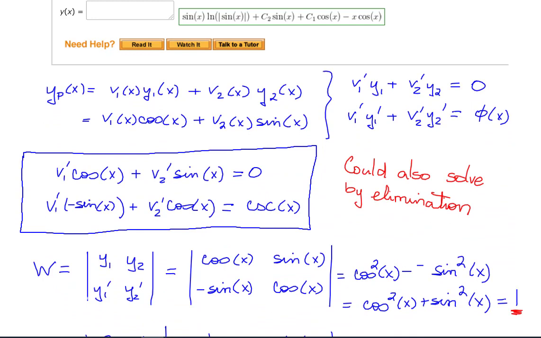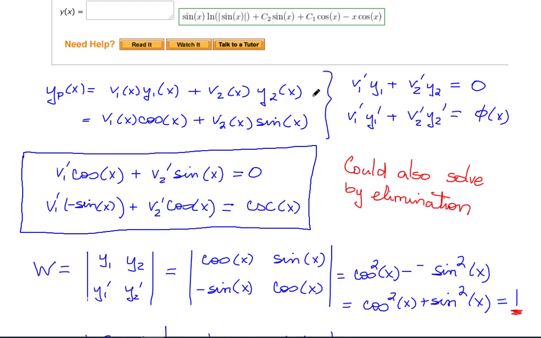Now, in the method of variation of parameters, we make the assumption that our particular solution is of the form: a function v1 and a function v2, which are multiplied by our homogeneous parts. So by putting that in, that gives me v1 x cosine x plus v2 sine x. That's the particular form that it would take. We just need now to figure out what v1 and v2 are.